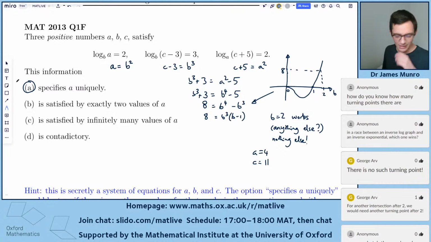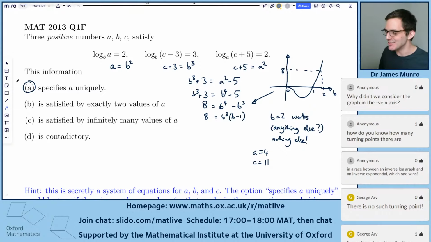Cool, right, good. How do you know how many turning points there are? I like this argument of thinking about how after here, the thing inside the brackets, b minus 1, and the thing outside here are both increasing functions. I didn't consider the graph in the negative axis because I've been told that the numbers are positive, so I did not think about what would happen if b was negative.